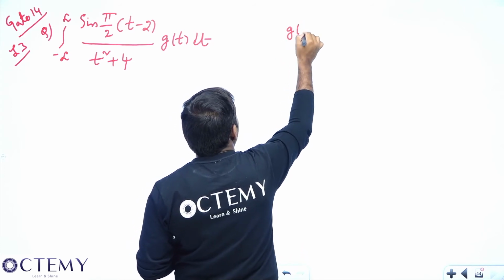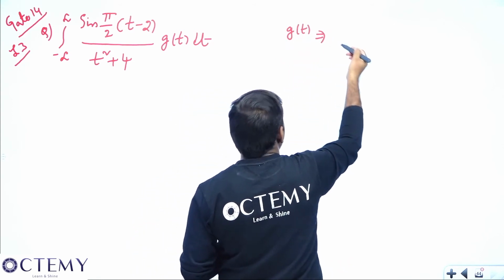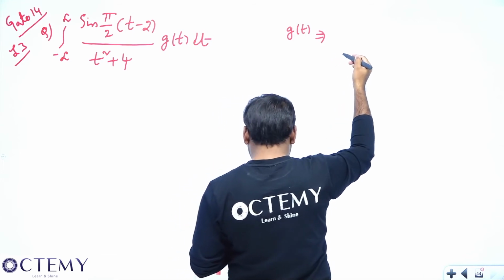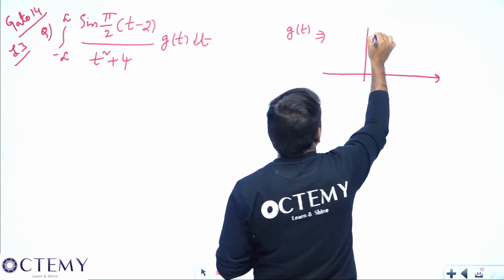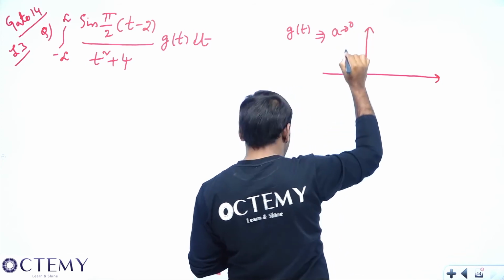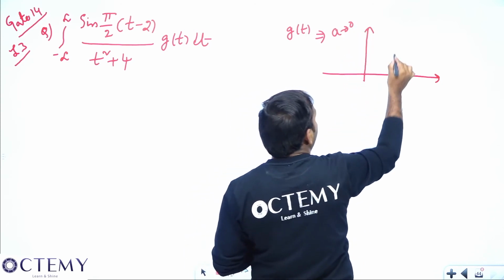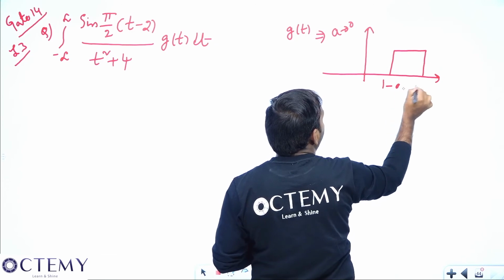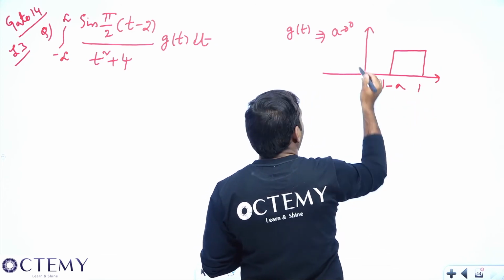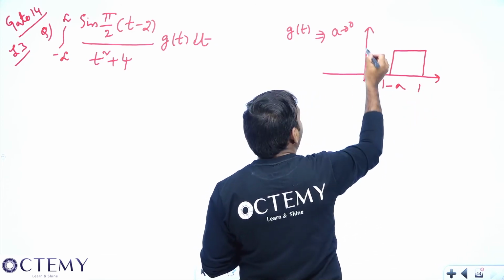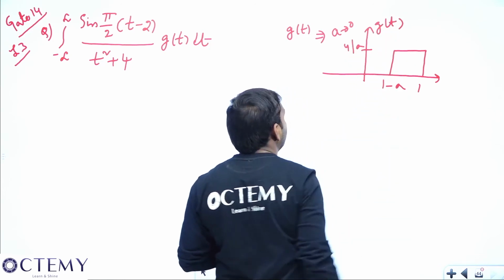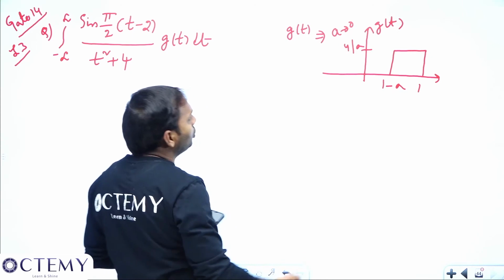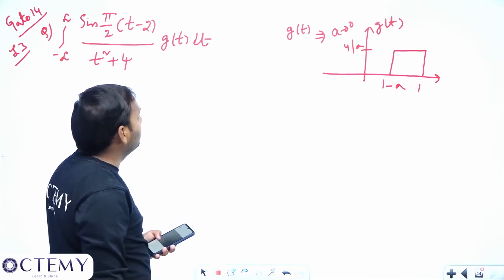g of t has been given something like this. This a tends to 0, something like this, a tends to 0, and it is given 1 minus a, 1, and this height is 4 by a, this is g of t as given. So limit a tends to 0, g of t, he has given something like that.